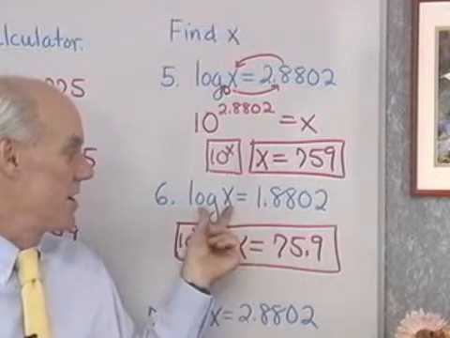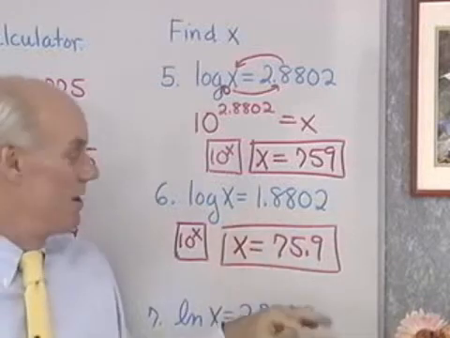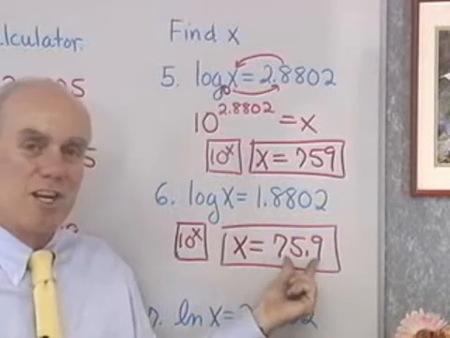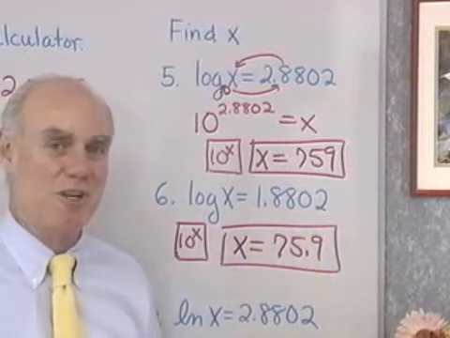Okay, so this is just how to find this number on the calculator. We're saying the log base 10 of x is this. That means that x itself must be 75.9. If you want to check this, you can enter this into the calculator, press your logarithm button, and see if you don't get 1.8802. One more problem.